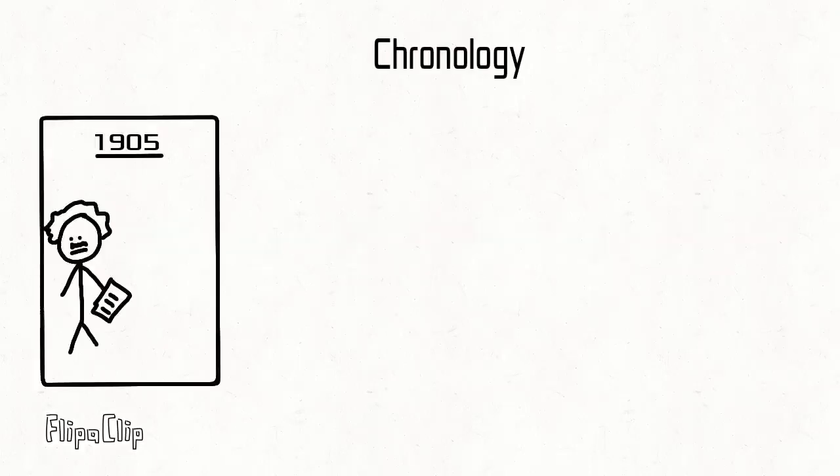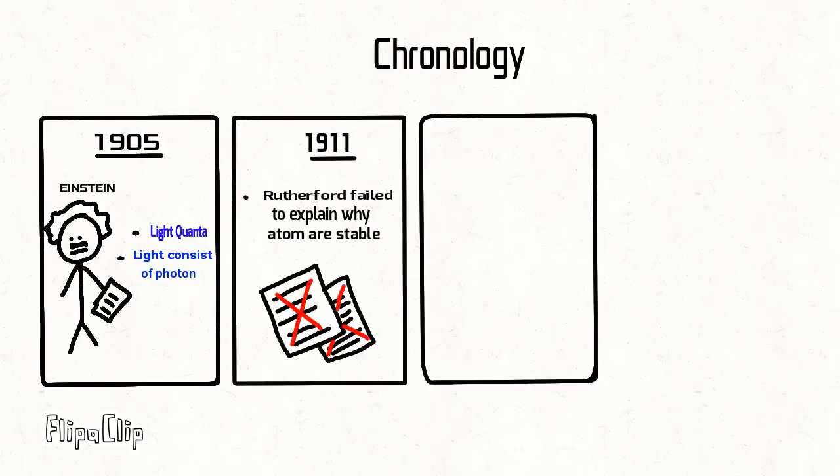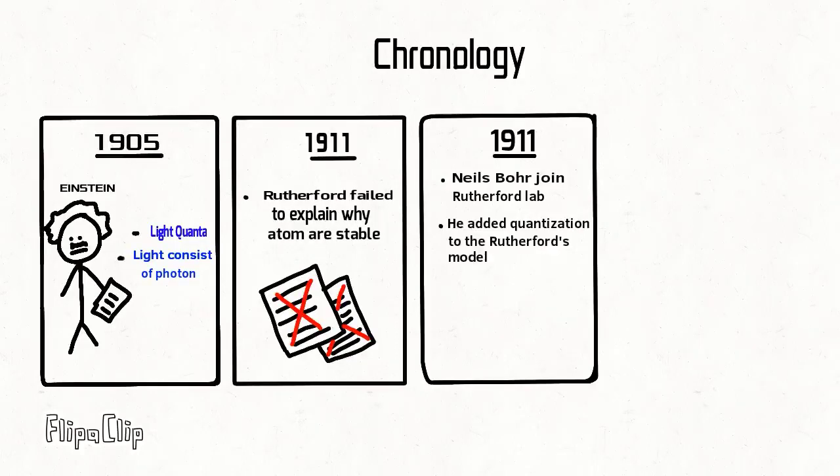So next, the Bohr model of the hydrogen atom. In 1905, Einstein introduced the light quanta. Light consists of photons, and atoms emit and absorb light. However, Rutherford's model failed to explain why atoms are stable. In 1911, a person named Niels Bohr, who had just received his doctoral degree in physics, joined Rutherford's lab, and he proposed a new model of the atom in which he added quantization to Rutherford's nuclear atom.